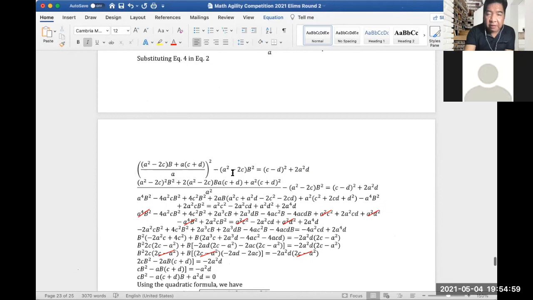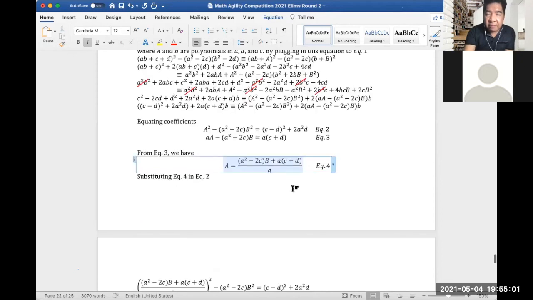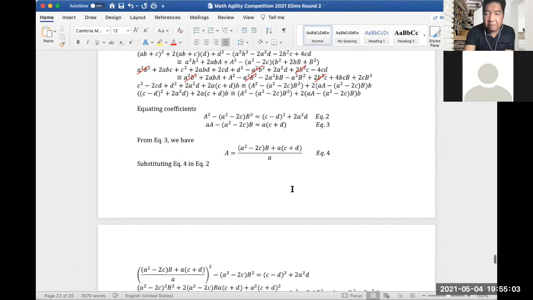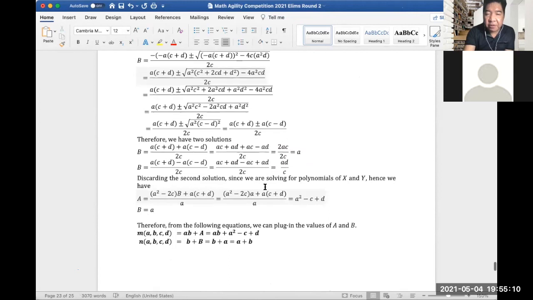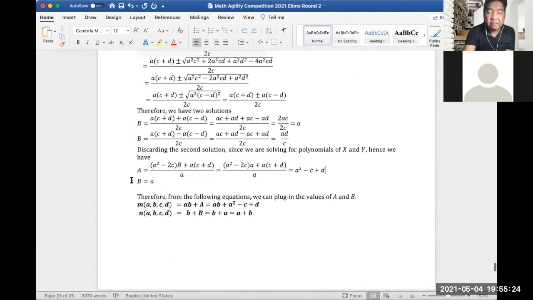So we have for a, we solve it here, right? In equation 4, we substitute the value b equals a. That's the only b that appears in equation 4. So here is that b, and we substitute it by a, which we solved here. So we got a equals a squared minus cd plus d. And of course, we chose b equal to a, right?